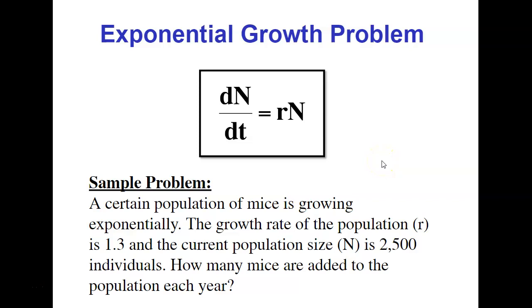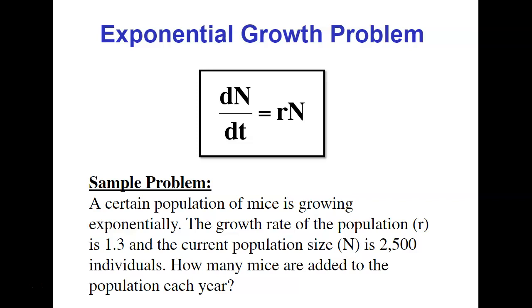If you had a certain population of mice growing exponentially, the growth rate of the population, r, is 1.3. The current population is 2,500. How many mice are added to the population each year? Well, to figure that out, you literally just multiply the two numbers together. So 1.3 times 2,500 would give you, in this case, 3,250.